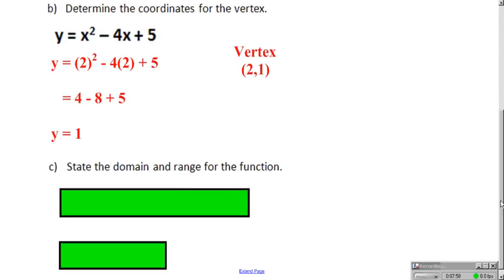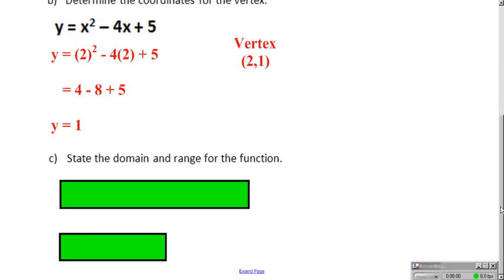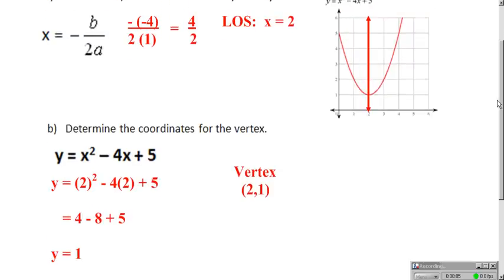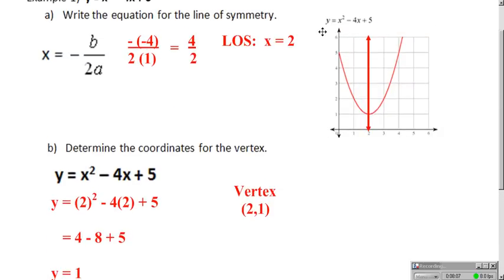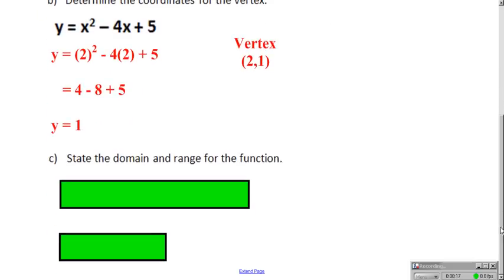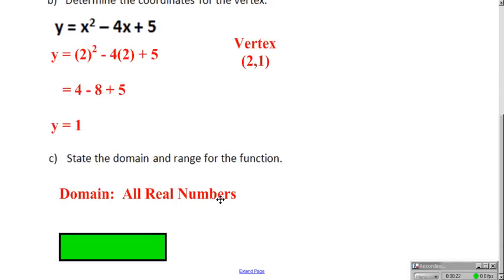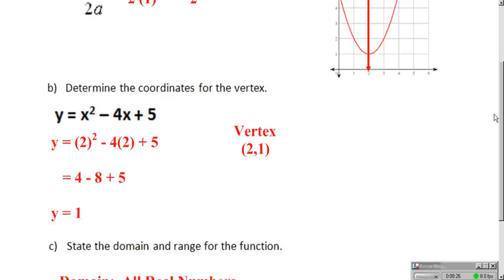You also need to state your domain and range for the function. Your domain deals with your x values. So if you look at this graph, this parabola is going to continue on forever in this direction and that direction. So your x values are going to be all real numbers, which it states in the key concept. All parabolas will have all real numbers for your domain. Your range deals with your y values.